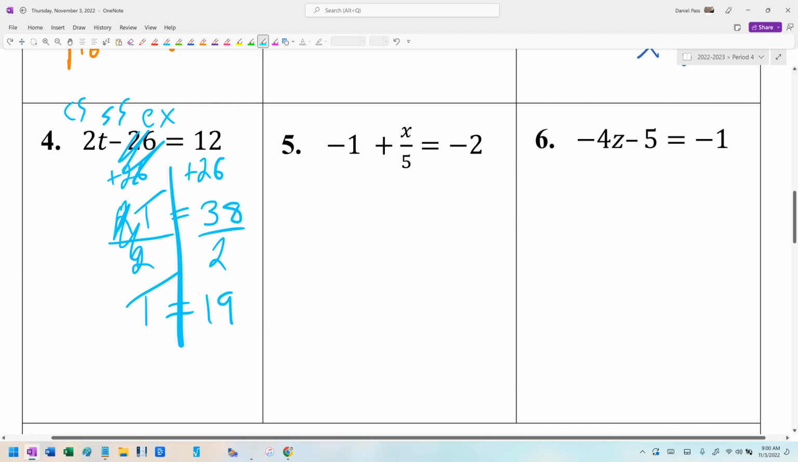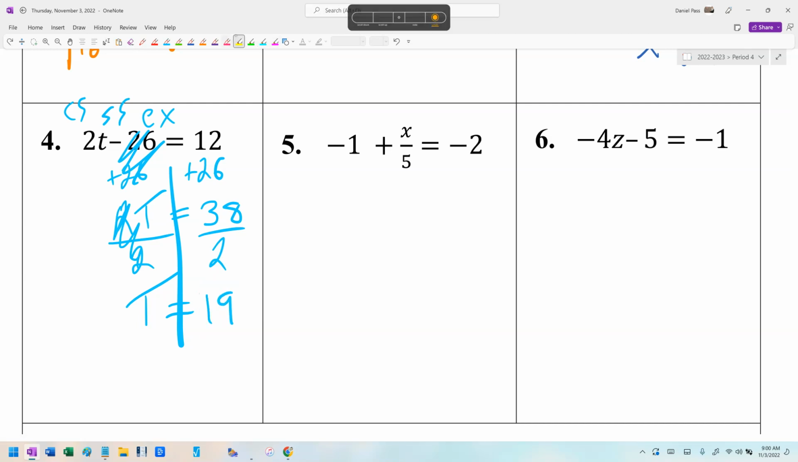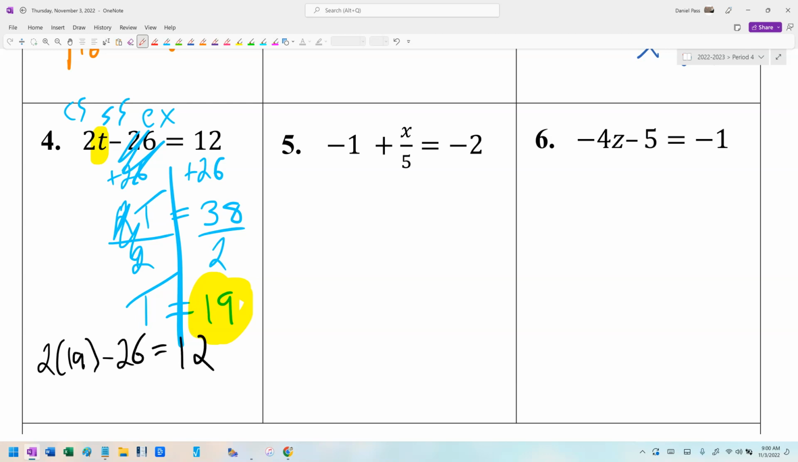Okay, so that's not the color we want. So we think that 19 is the answer, so we're going to put it in here, right? So let's try it. 2 times 19 minus 26, that should equal 12. Does it? 38 minus 26 equals 12. Yeah! So when you're on the test, you should take time to check your answers. Good job.